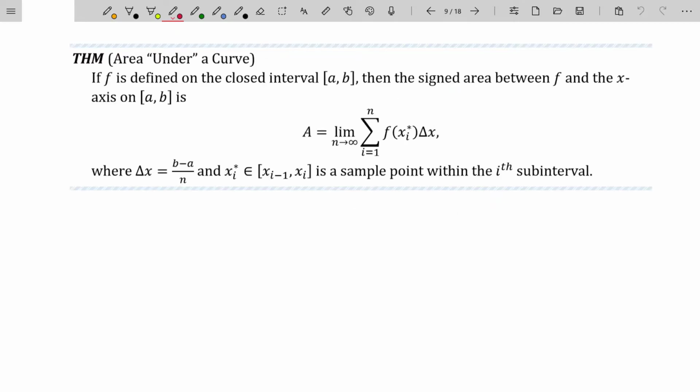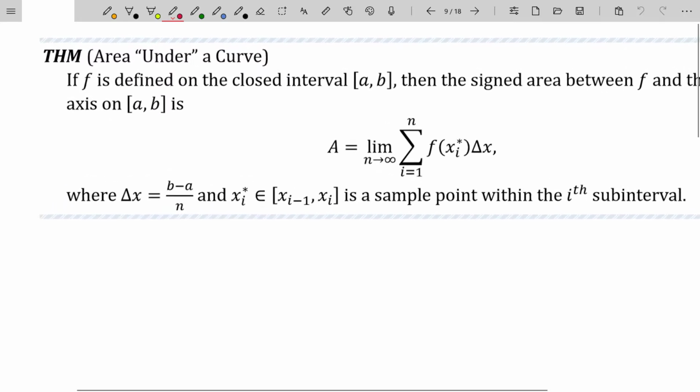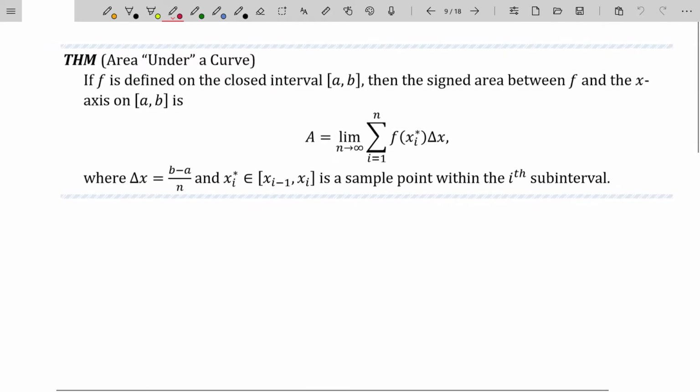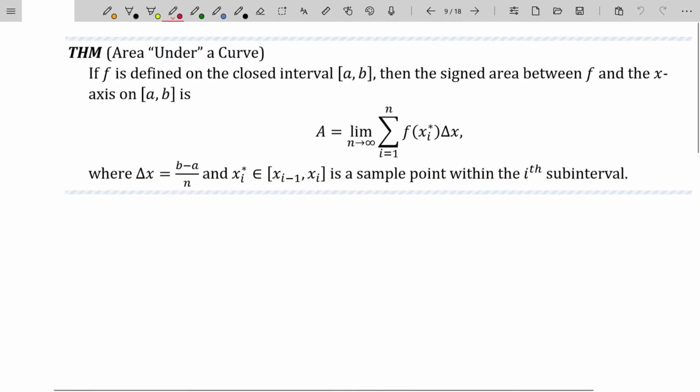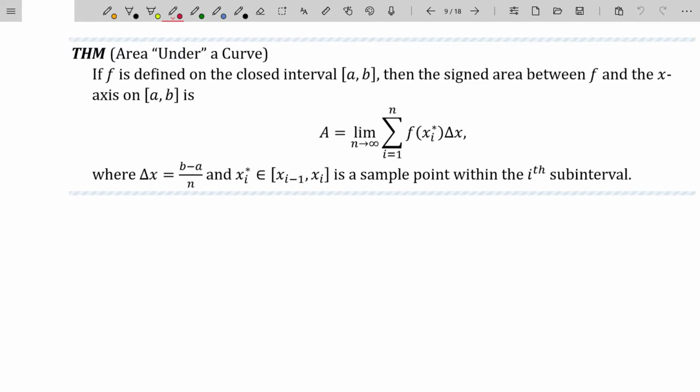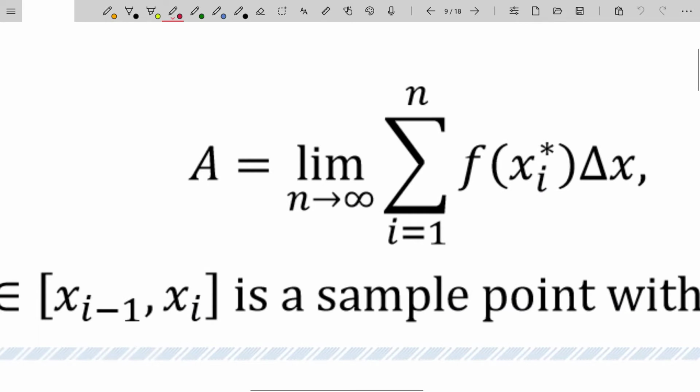The final statement I want to make here before we take a break and close out this video is that the true area under the curve can be found by taking the limit of that Riemann sum. So again, if f is defined on the closed interval, then the signed area between f and the x-axis on the closed interval from a to b is the limit as n goes to infinity, as our number of slices tends to infinity. And that was what I showcased in the previous video with that animation.